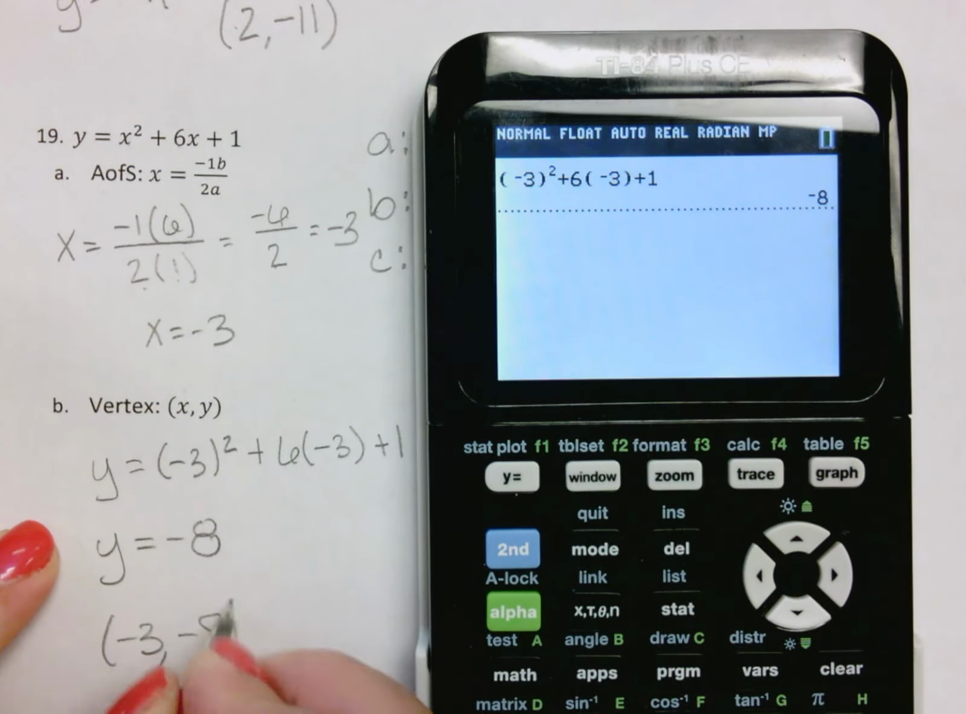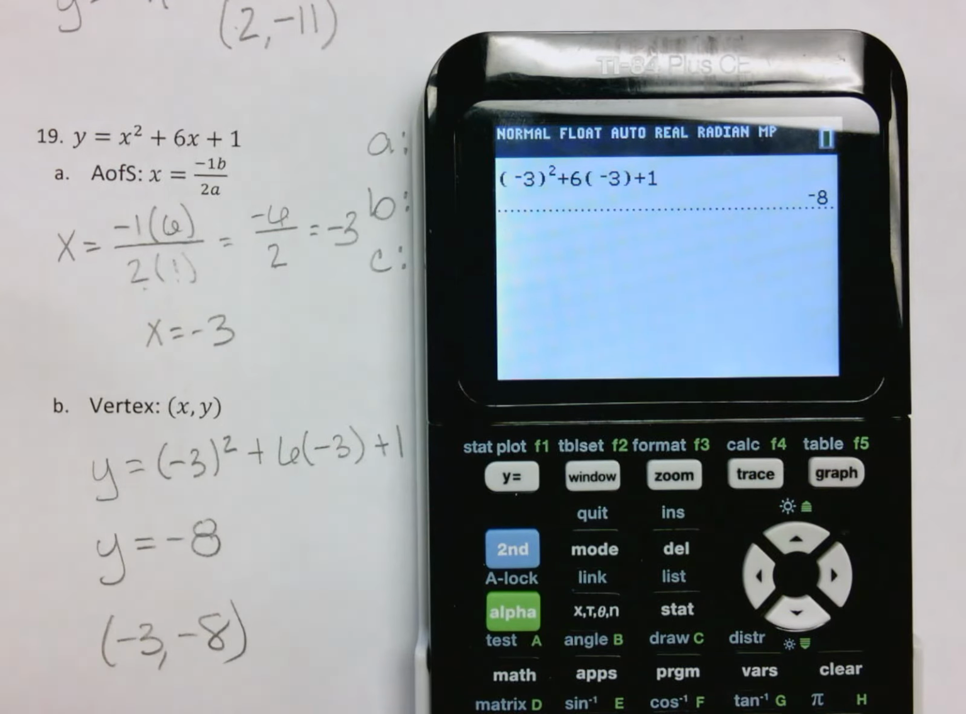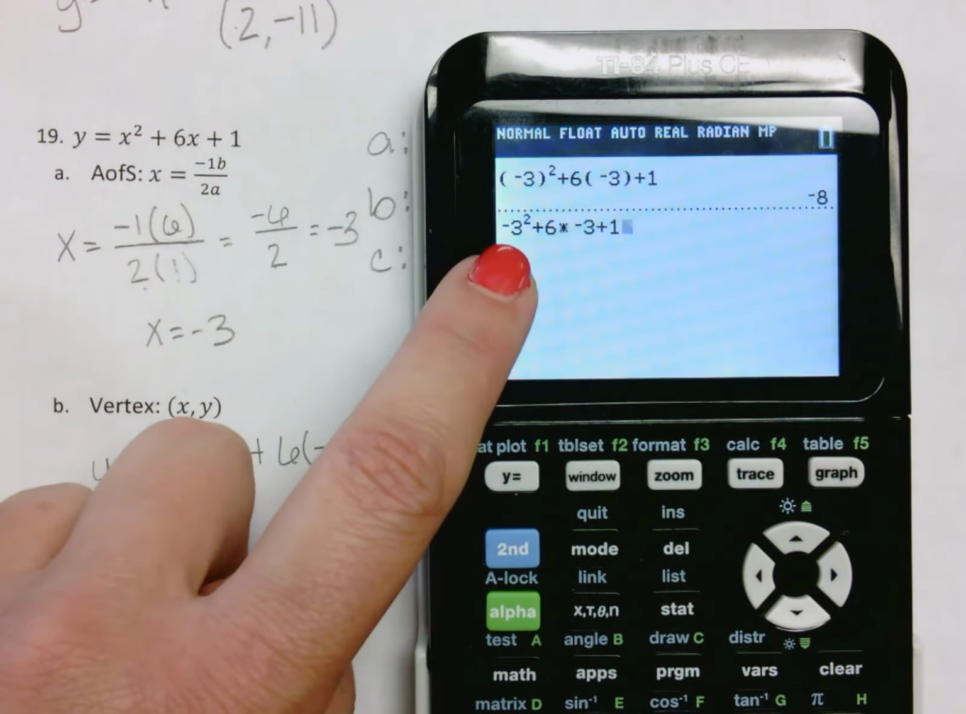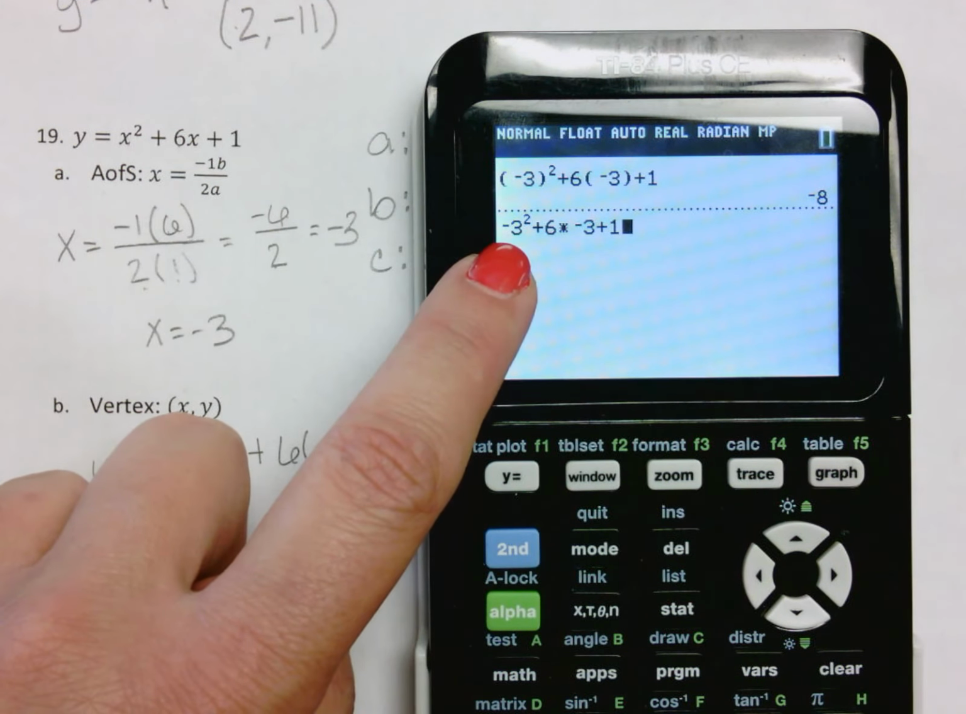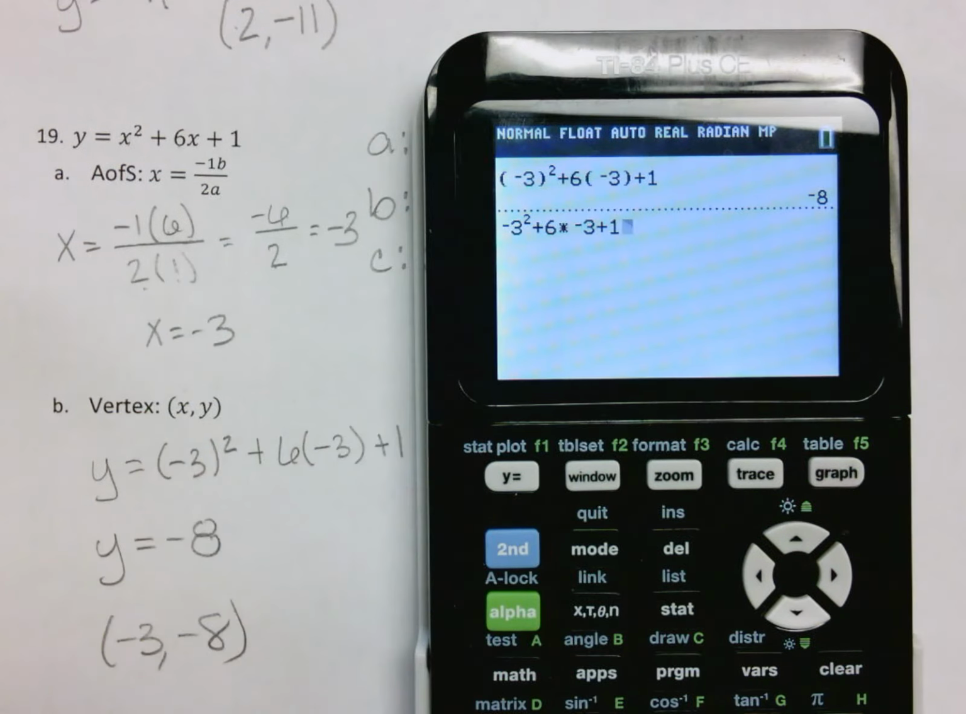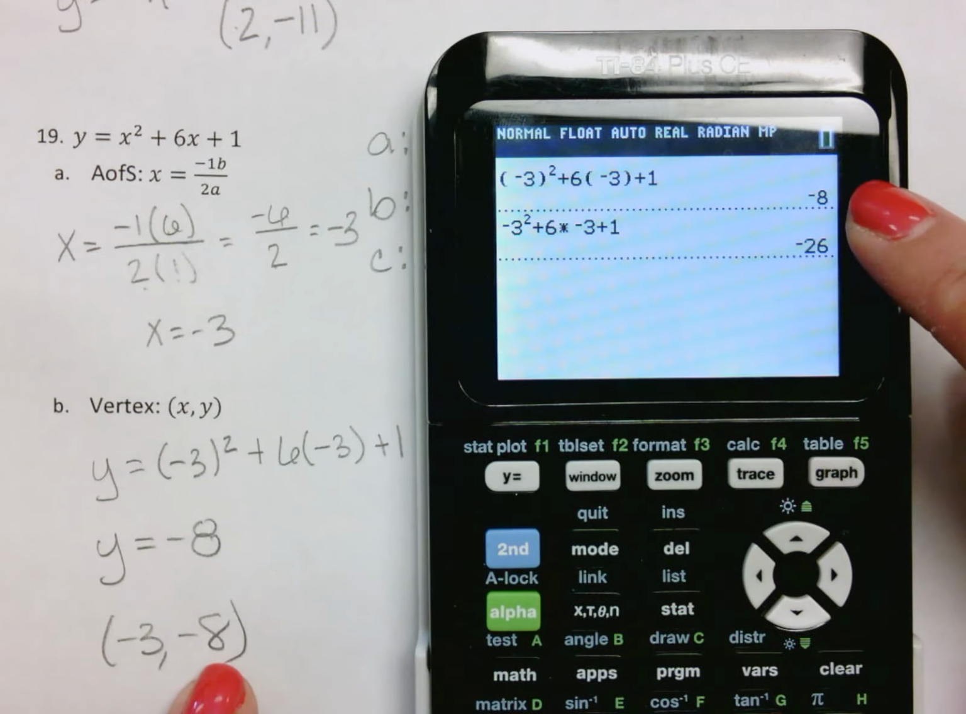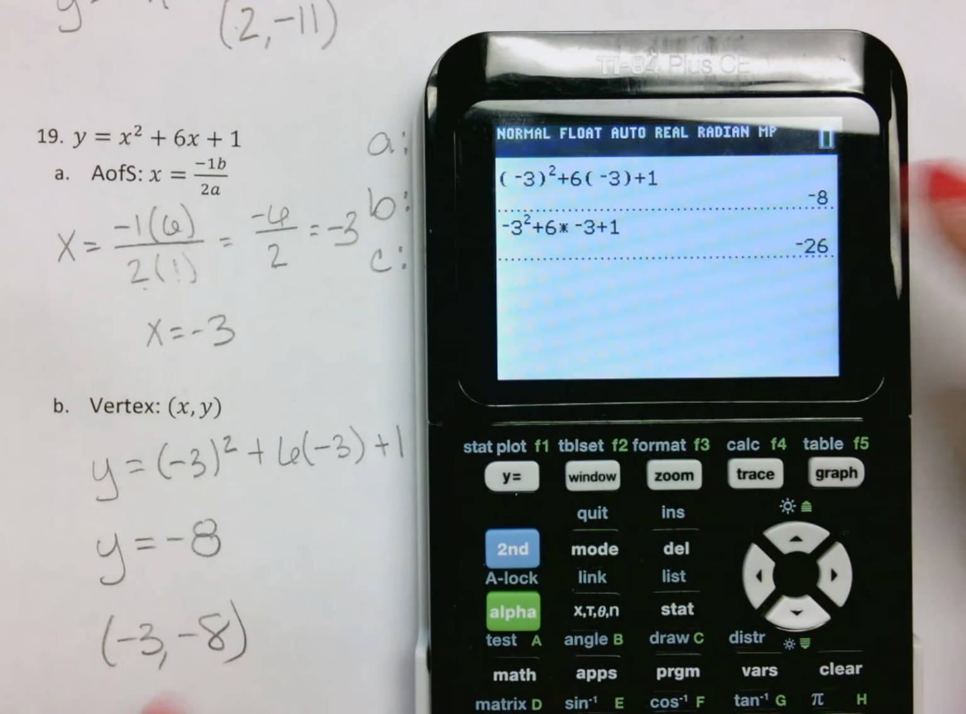If you don't put those parentheses in, if you say negative 3 squared plus 6 times negative 3 plus 1, this right here is where the calculator is going to mess this up. It's going to say the opposite of 3 squared. Well, 3 times 3 is 9, and the calculator is going to say the opposite of that is negative 9, and you're going to get a really big number, in this case negative 26, which was not the correct answer. The correct answer was the first one, where we had all of the parentheses around the negative 3. Be very careful when you're plugging things into your calculator and dealing with negatives and squaring them.